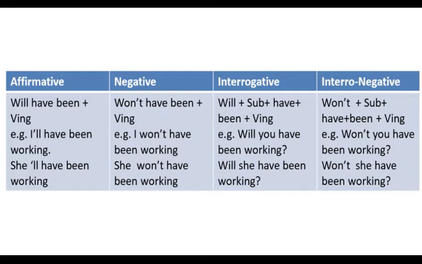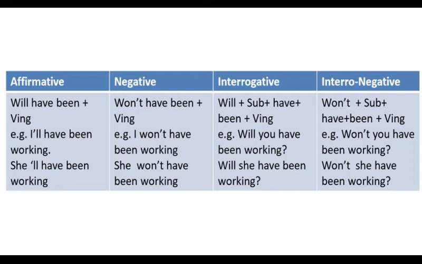Let's note that will can be turned into its short form. So you will have apostrophe double L. So I'll have been working. The negative form: won't have been plus verb ing. I won't have been working. She won't have been working.